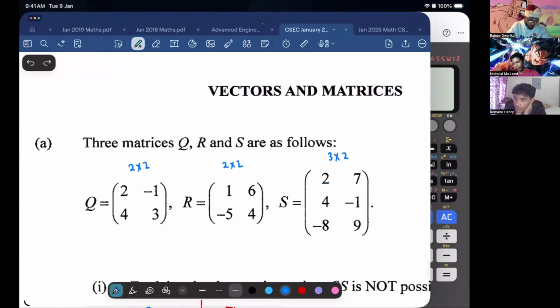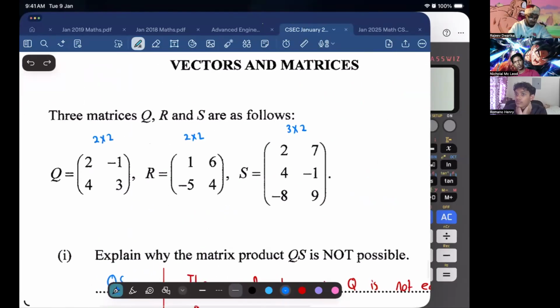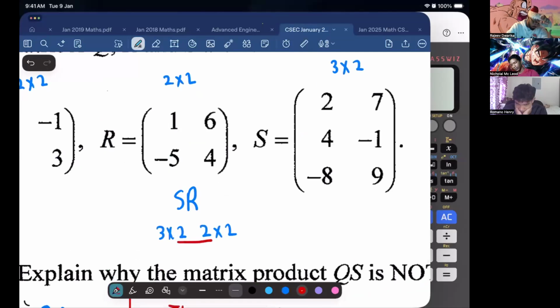So I want you to look at S. They want us to find SR, right? Are you going to multiply S by R? What was the order of S? 3 by 2. And what's the order of R? 2 by 2. First of all, is it compatible? Yes, it is compatible.